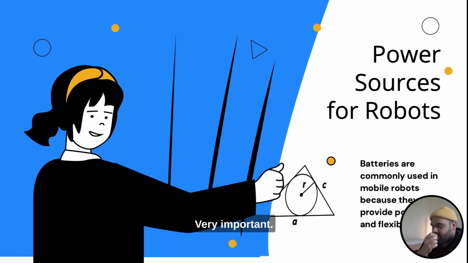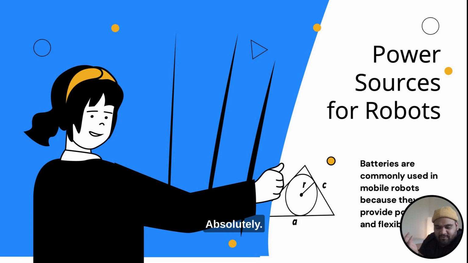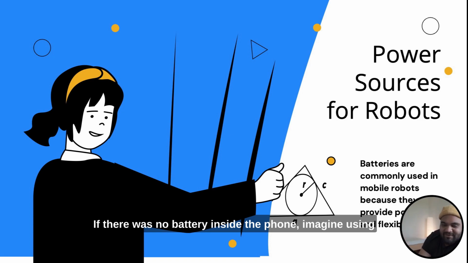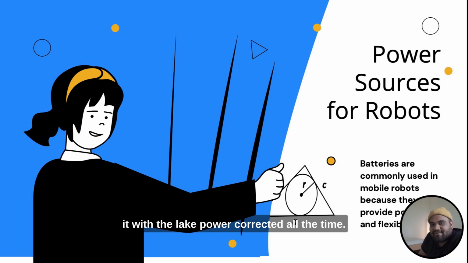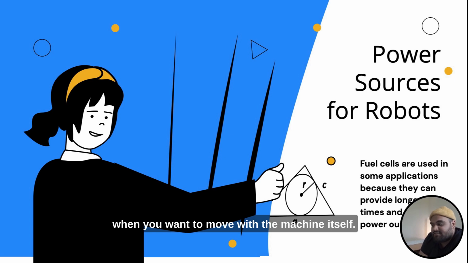Very important. Batteries are commonly used in mobile robots because they provide portability and flexibility. Absolutely. Take the example of a phone. If there was no battery inside the phone, imagine using it with the power connected all the time. That's such a difficult task. That's why batteries provide the flexibility that you need when you want to move the machine itself.